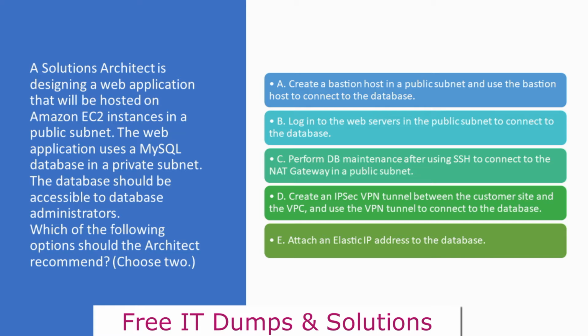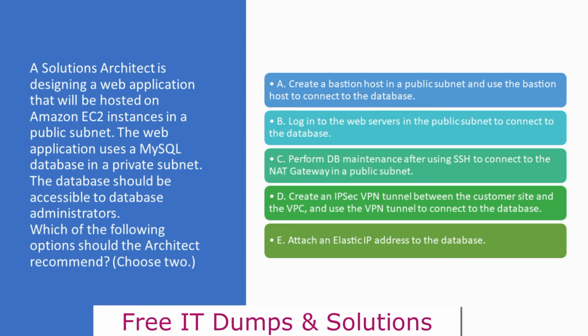Options we have: A. Create a bastion host in a public subnet and use the bastion host to connect to the database. B. Log into the web servers in the public subnet to connect to the database. C. Perform DB maintenance after using SSH to connect to the NAT gateway in a public subnet. D. Create an IPsec VPN tunnel between the customer site and the VPC, and use the VPN tunnel to connect to the database. E. Attach an elastic IP address to the database.